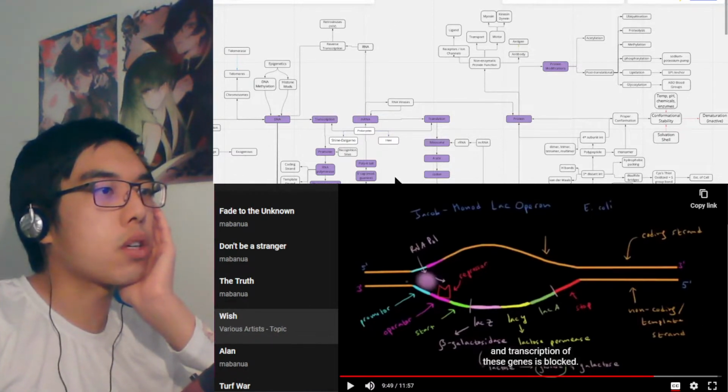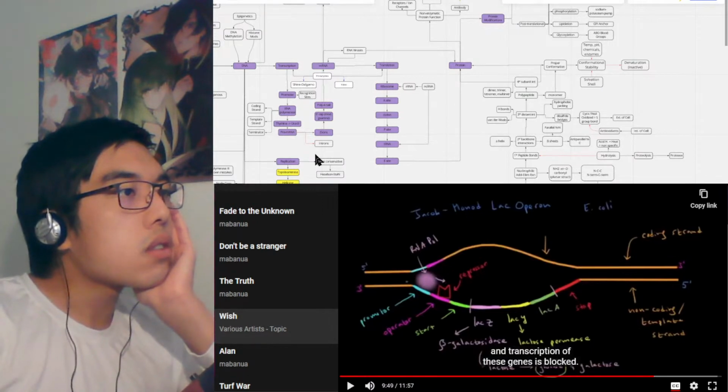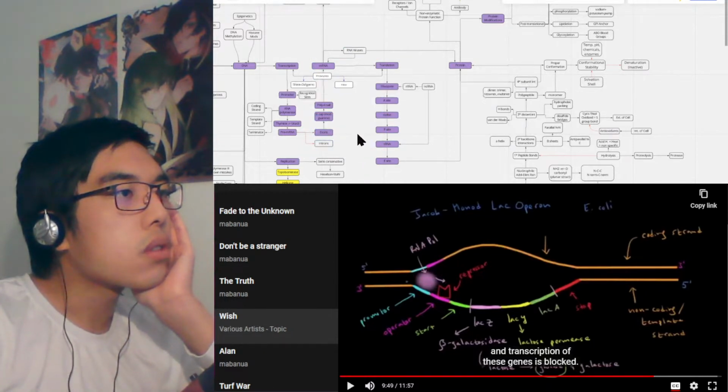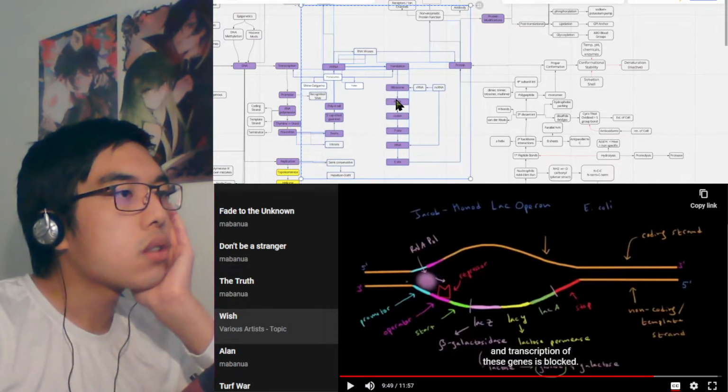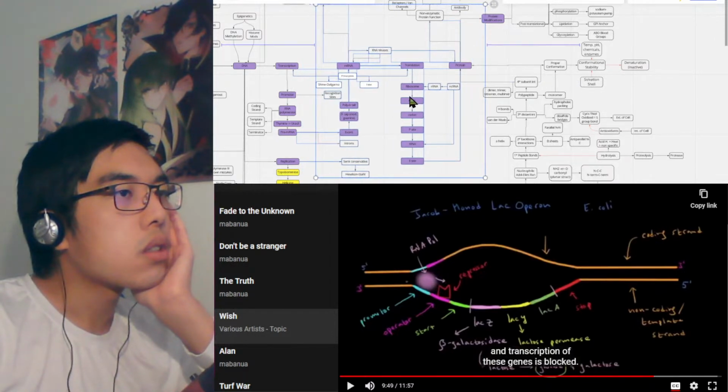I just want to include more in my diagram. Can I include more in my diagram? Okay, maybe I can't. Maybe I need to move some stuff. Let's shift this over at least a little bit. Okay.